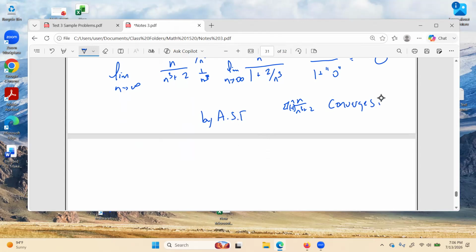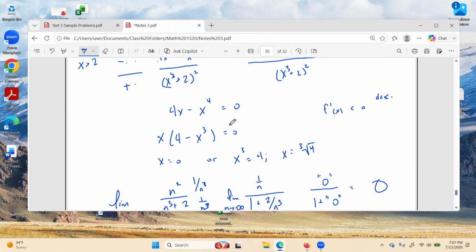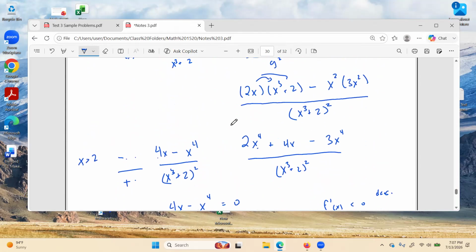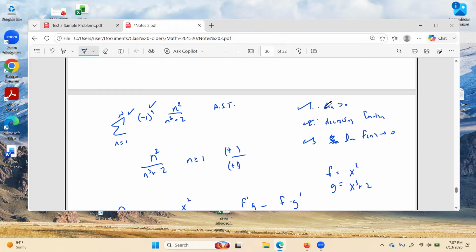Okay, and that's what you're looking to do. So if you want to use the alternating series test, that's great. First, identify that you have an alternating series. Secondly, go through each of the conditions, make sure you've checked them off, and then you can go ahead and make your conclusion. And that's how you do those kinds of problems.